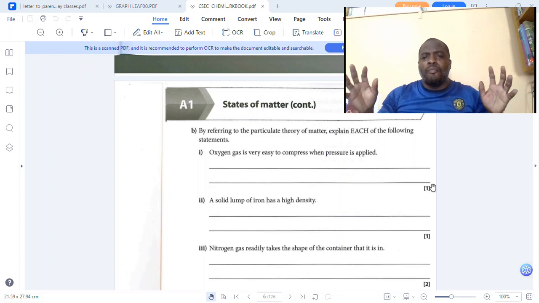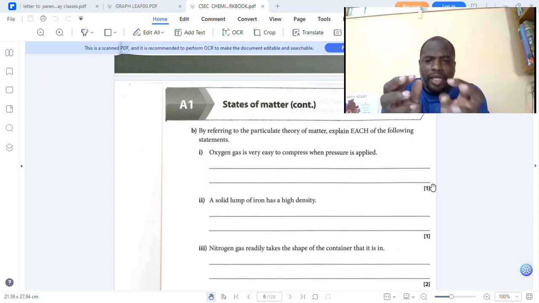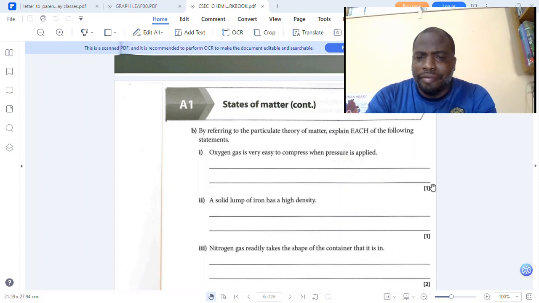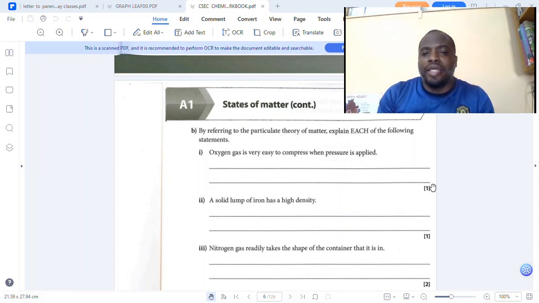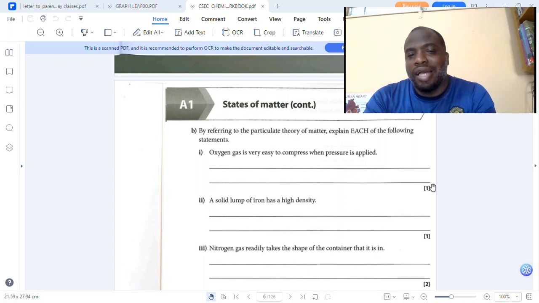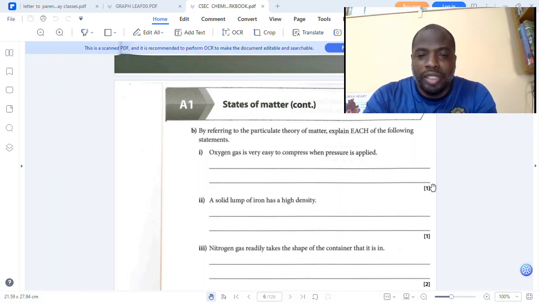So when we think about compression, we're thinking about bringing things closer. Yeah? Bringing it closer. So when you apply the pressure, you can do this easily with oxygen gas, because we know that particles, especially gas particles, have a large space between them. So oxygen gas would have a large space, and so it should be easy to compress. As a matter of fact, that's how they compress the gas and put it in your cylinder.